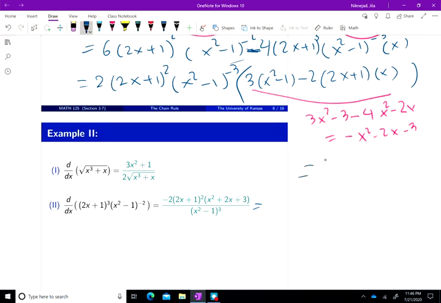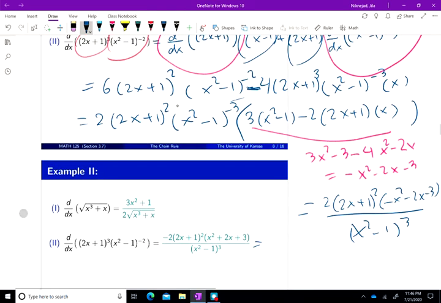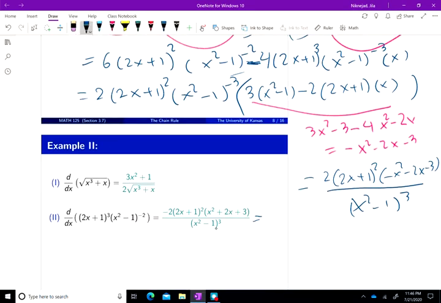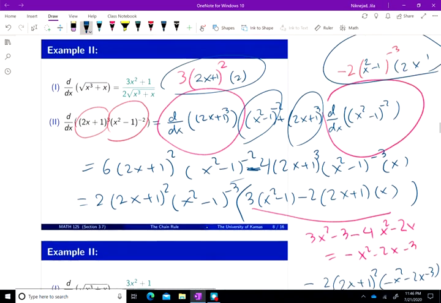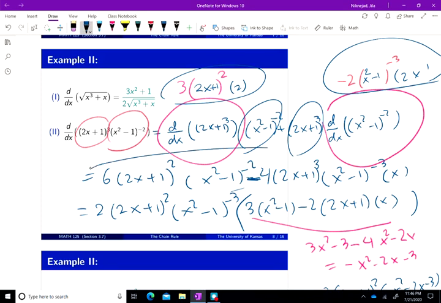It's 2 times 2x plus 1 to power 2 times this, divided by x squared minus 1 to power 3, if I bring that to the denominator. So we cleaned up the factoring and we rewrote it, and this is what we end up with. This part was good enough for the gateway questions.